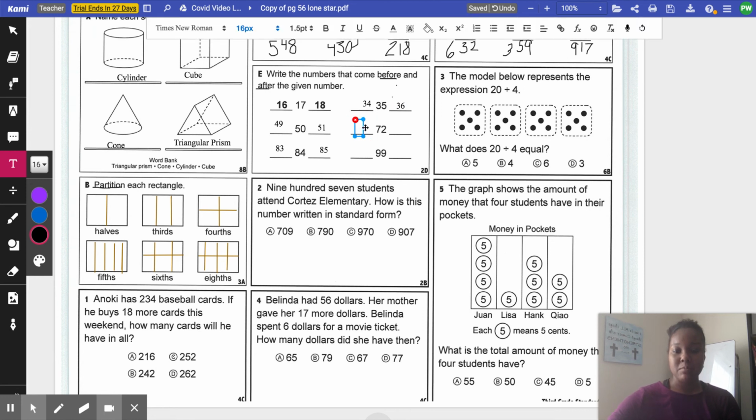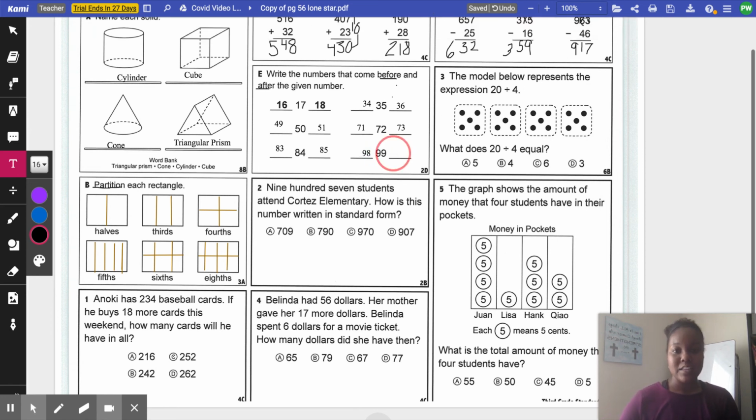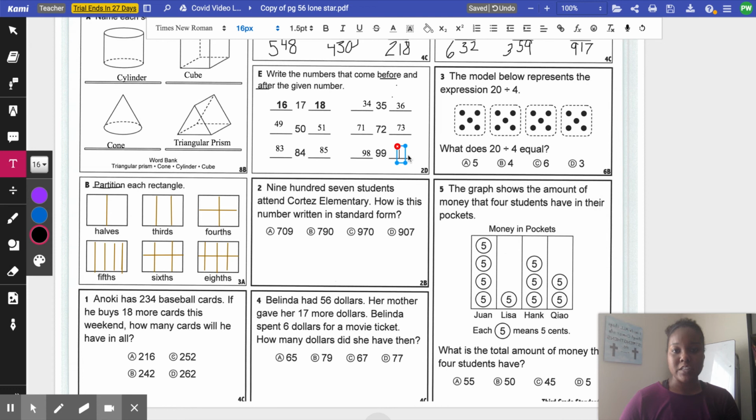72, the number that comes before is 71. And the number that comes after 72 is 73. 99, one of my favorite numbers. The number that comes before 99 is 98. And the number that comes after is 100.